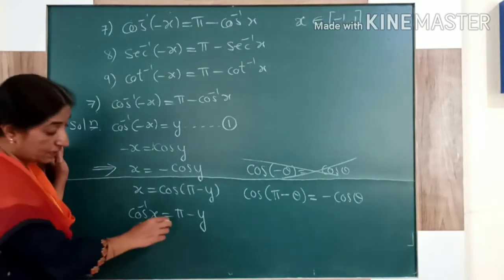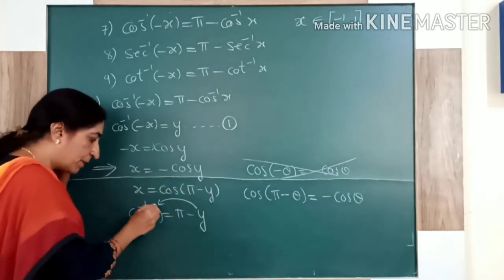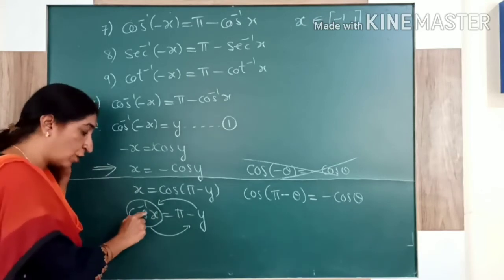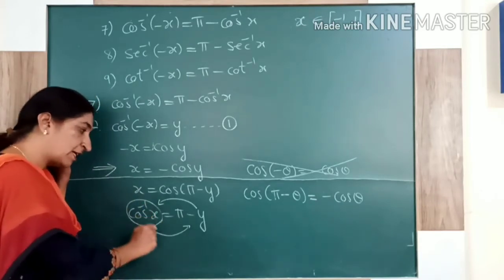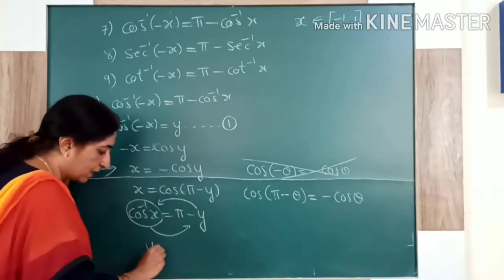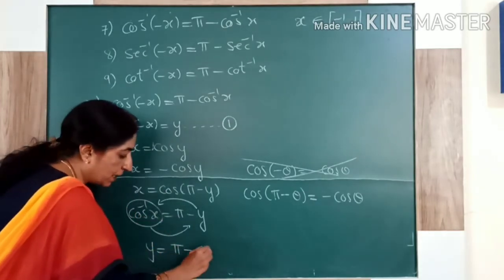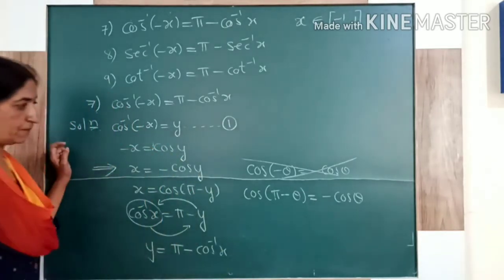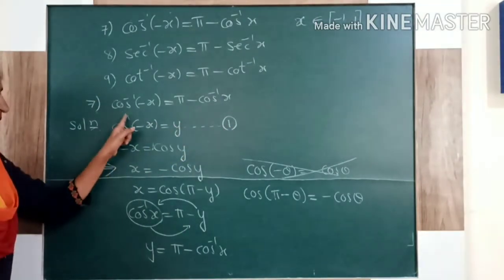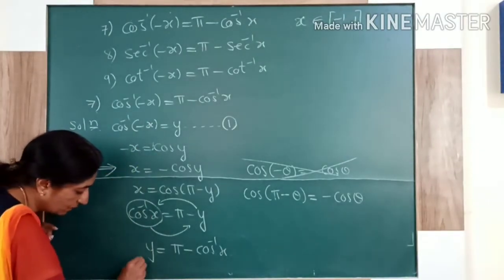Now students, see this very carefully. Take y on this side and the complete cos inverse x on this side. When you take minus y to this side it becomes plus y, and pi as it is, and the whole term becomes minus cos inverse x. But what we have in equation 1, in place of y, is cos inverse of minus x. So in place of y, add that value.